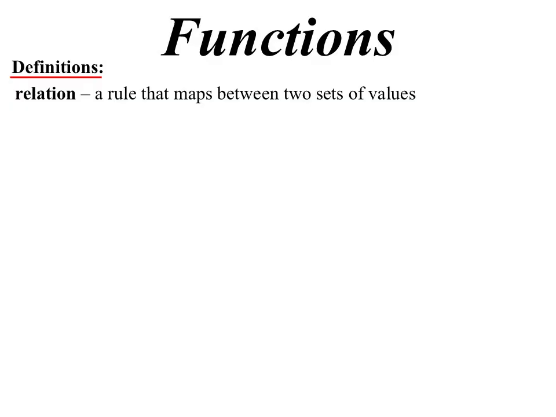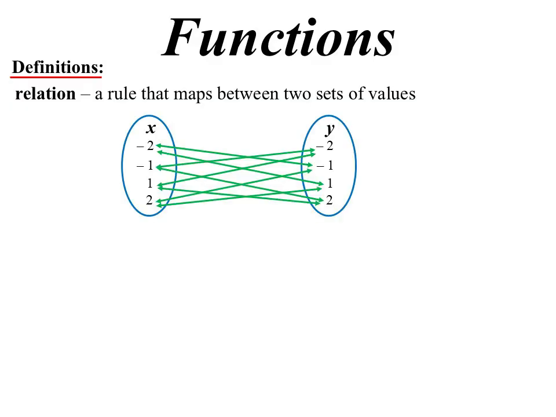A relation. Okay, so a relation. It's a rule that maps between two sets of values. There you go. It's a relation. It's mapping certain x values to y values and vice versa. In fact, it's the relationship x squared plus y squared equals 5.